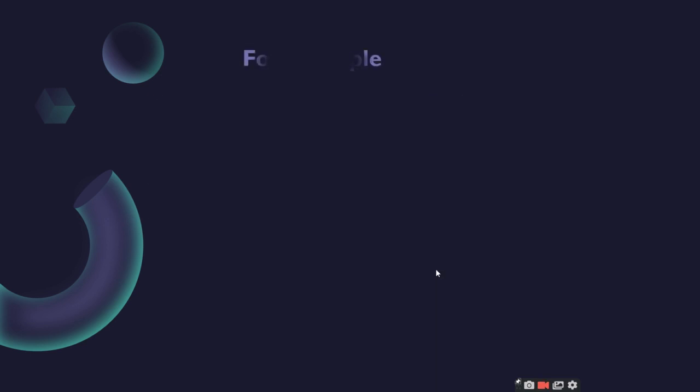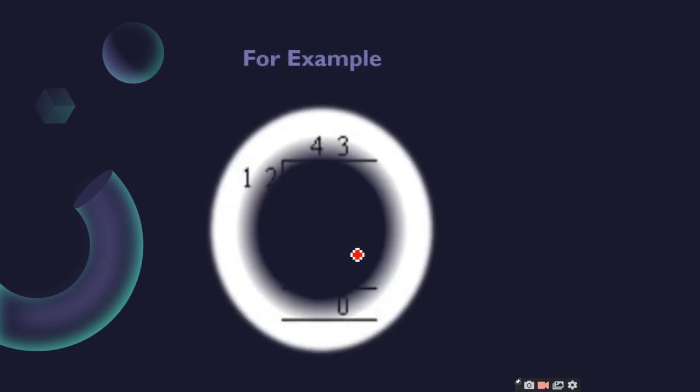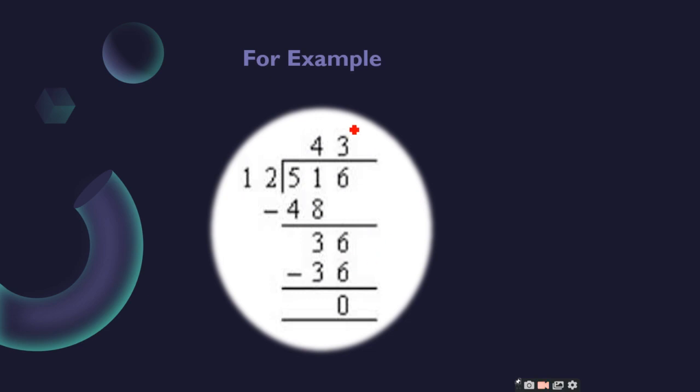For example, let's have a look at this picture. In this picture, 12 is divided by 6 exactly without any remainder. So this is called divisibility, where when we divide the number, there will be no remainder.